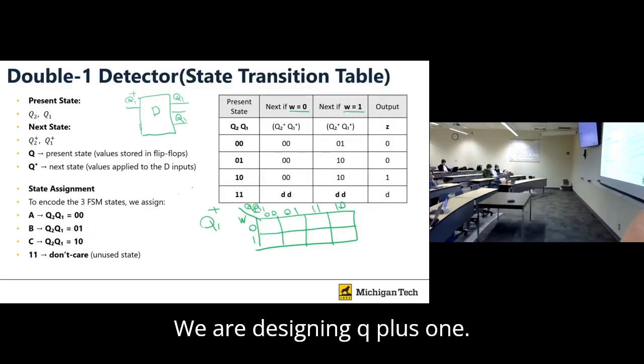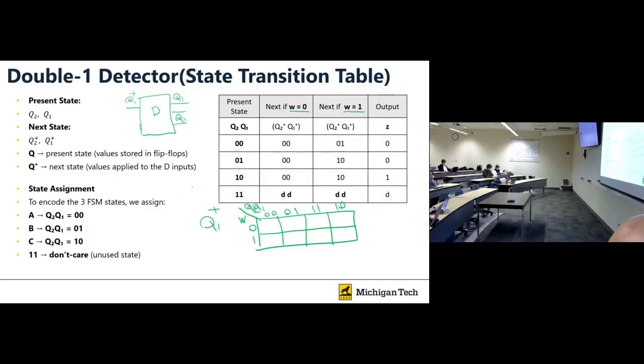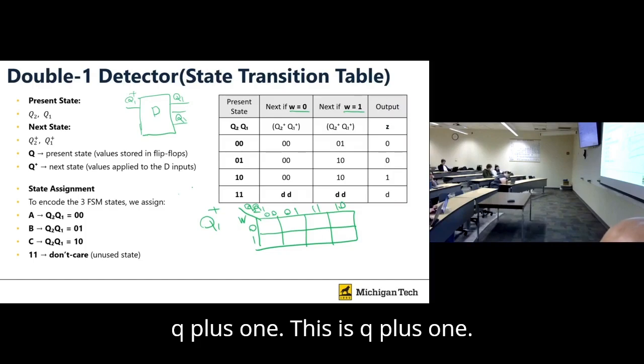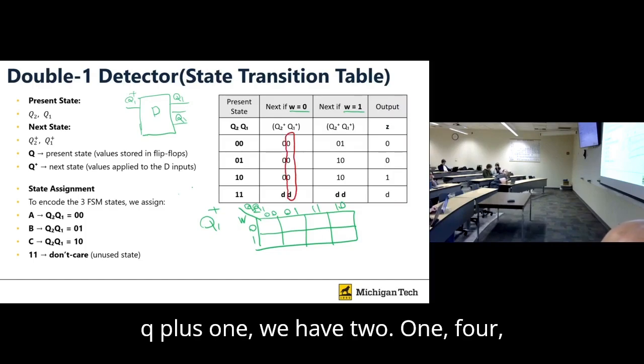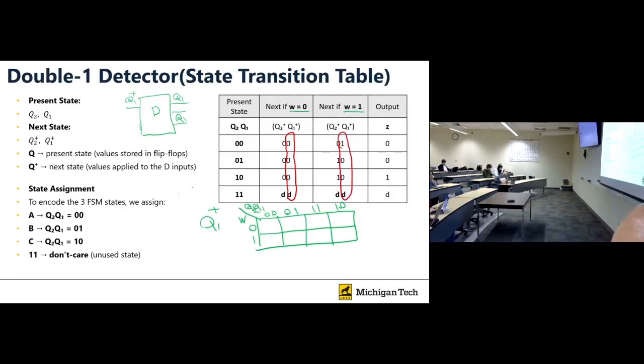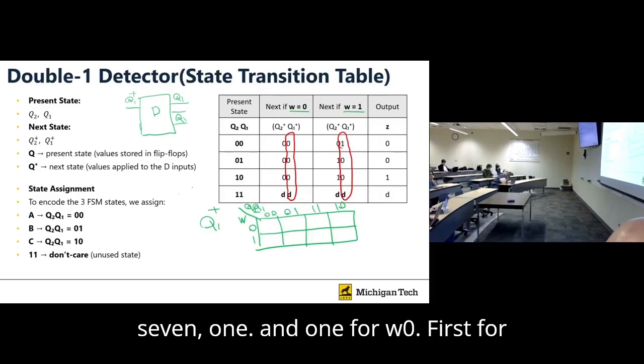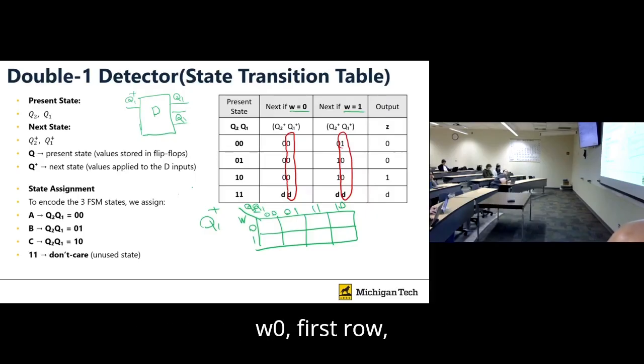We are designing Q plus 1. This is Q plus 1. We have two, one for W1 and one for W0. First for W0, first row, 0, 0, 0, D, don't care. The next one, 1, 0, 0, don't care.